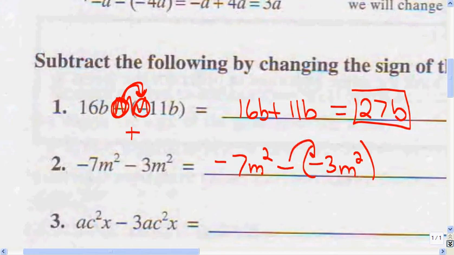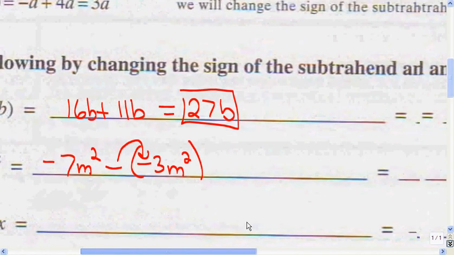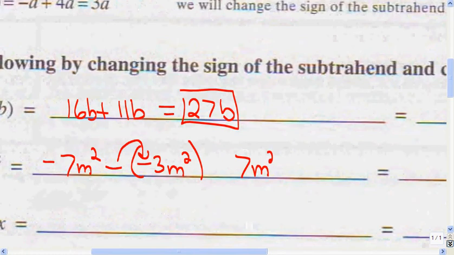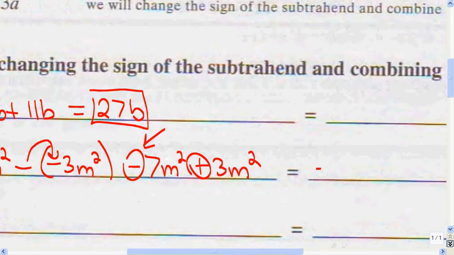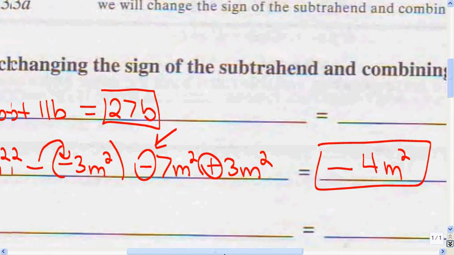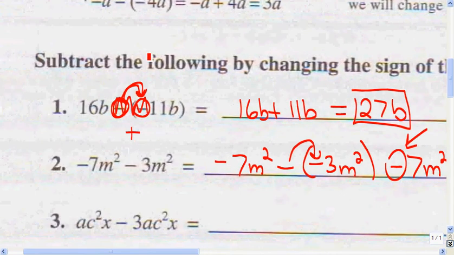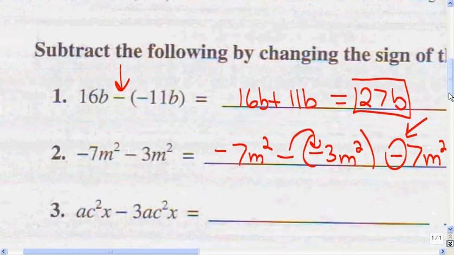Remember what this does: it turns this negative 3m squared into a positive. So I get negative 7m squared plus 3m squared. When the signs are different, we subtract, so 7 minus 3 is 4. Since the bigger number is negative, our answer is negative 4m squared. In the first problem, they did that step for you. That's why they put the negative there already. They're showing you that you need to subtract.